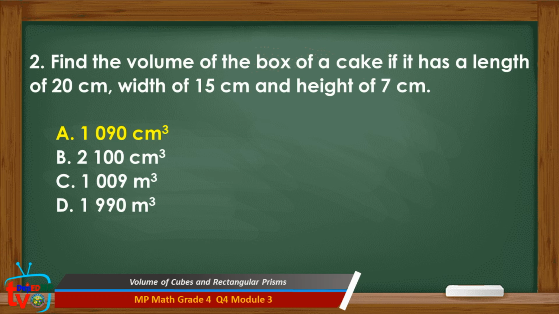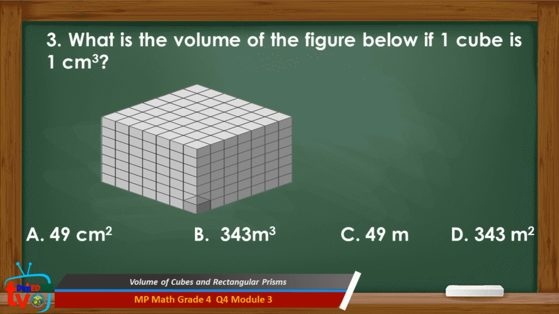Letter A, 1,090 cubic centimeters. Letter B, 2,100 cubic centimeters. Letter C, 1,009 cubic centimeters, and letter D, 1,990 cubic centimeters. Number 3. What is the volume of the figure below if 1 cube is 1 cubic centimeter?